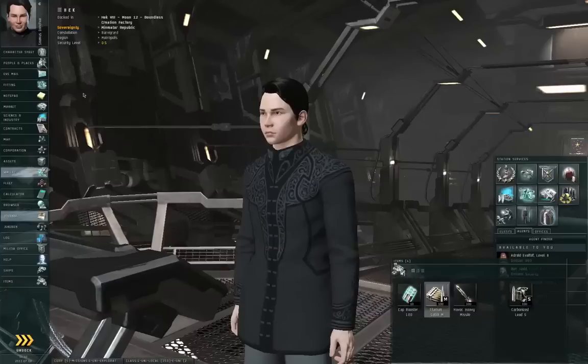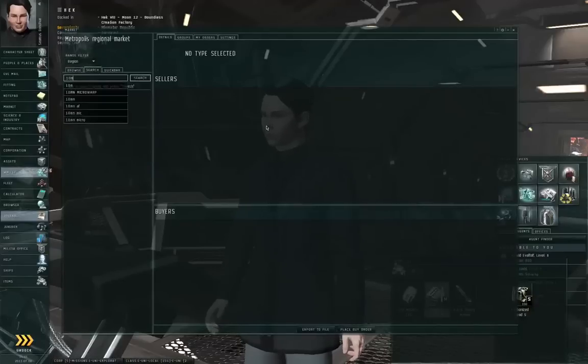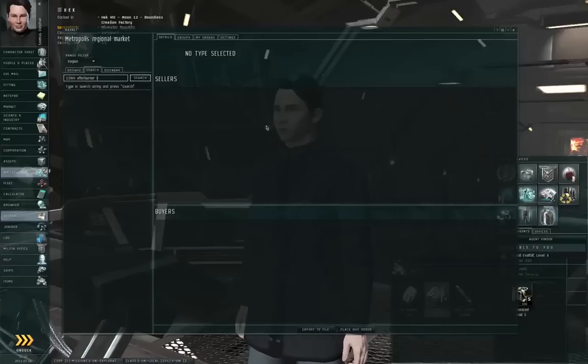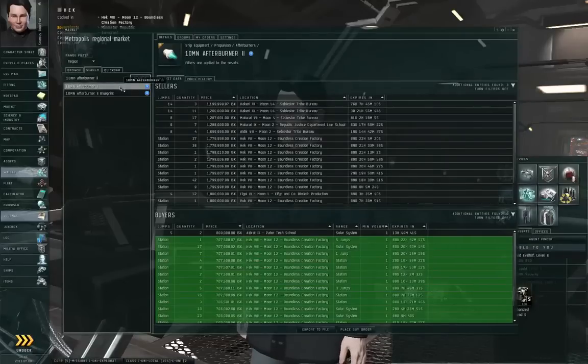I'm going to cover how to read the price history graph in the market. If we go to Neocom and market, let's take an example. I'm going to look at 10 meganewton afterburner 2s, the Tech 2 cruiser sized afterburners. If I left click that entry, at first what you see are the buy and sell orders.